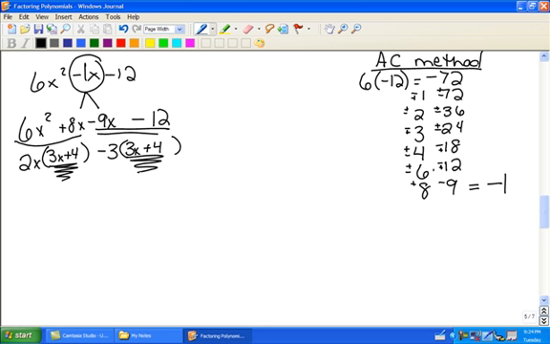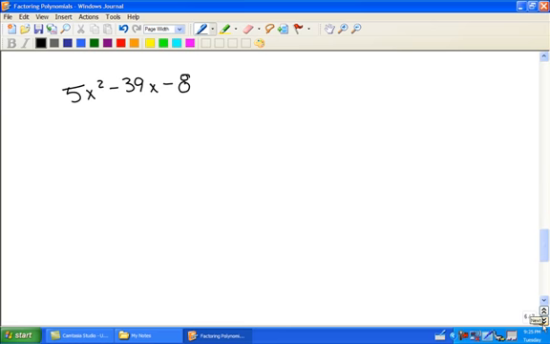At this point, we have the two parentheses matching, so we can pull out the 3x plus 4, and we'll be left with 2x minus 3. This AC method will really come in handy if the coefficient of your trinomial is not 1. Let's try one more. The AC method.